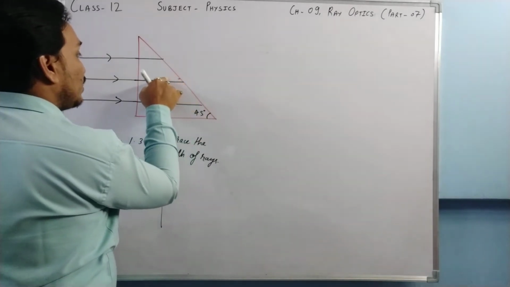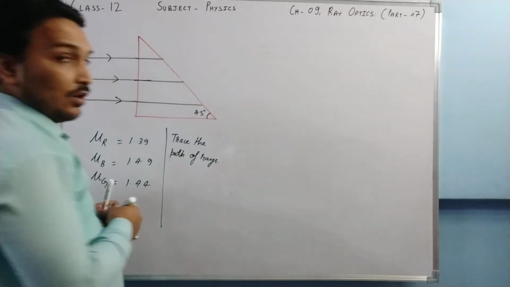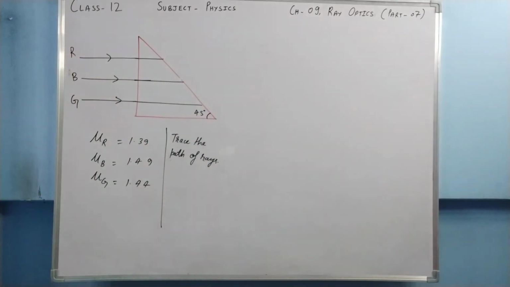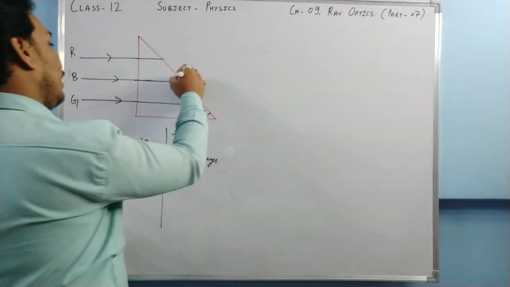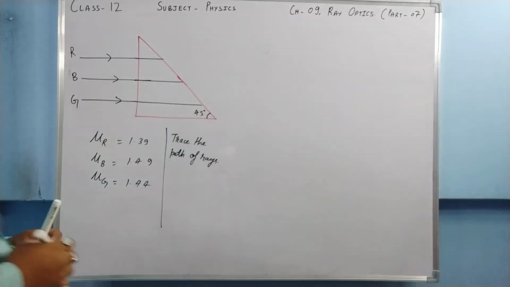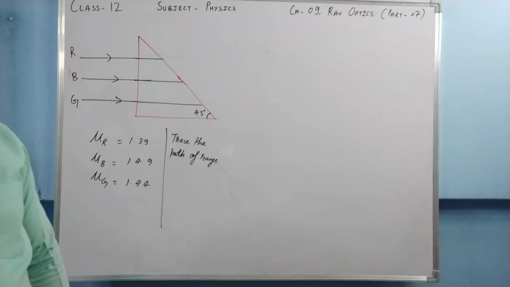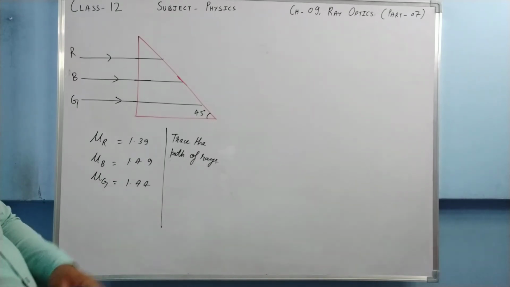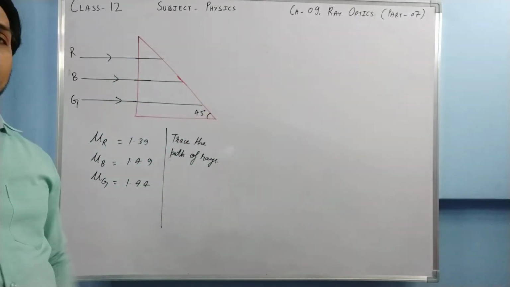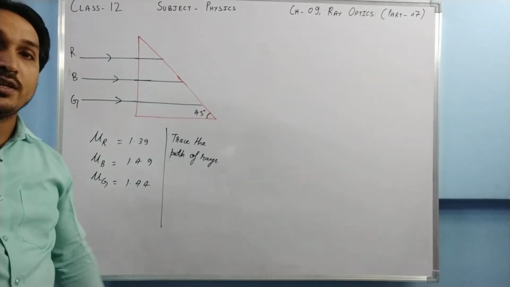Now what happens? Ray of light is moving from denser medium to the rarer medium. So if they fall at an angle greater than critical angle, they'll be reflected back. And if they fall at an angle less than critical angle, they'll be refracted outside. And if they fall at critical angle, they'll be going at 90 degree. They'll be grazing along the surface as we have done in the last question.